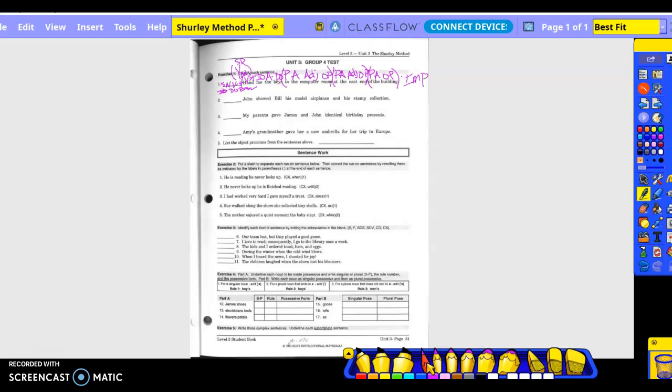Okay, so number 2, you guys are going to do for homework. And like I told you guys, it's subject, noun, verb, transitive, indirect object, direct object, pattern 3, check. Okay, let's do number 3. My parents gave James and John identical birthday presents. Who gave James and John identical birthday presents? Parents. Subject, noun. What is being said about parents?